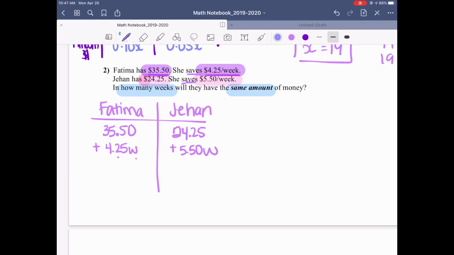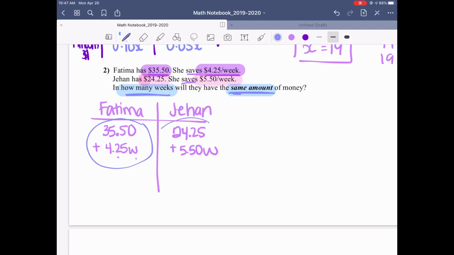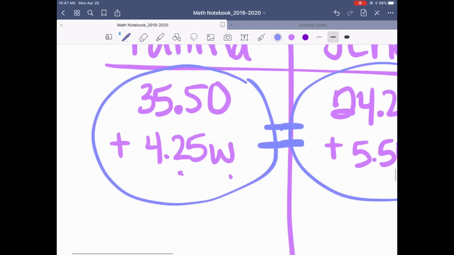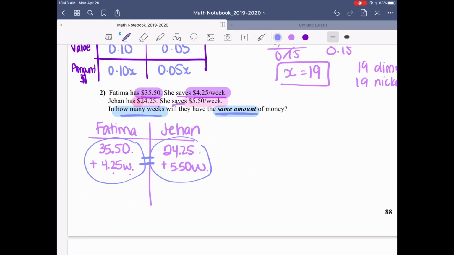So it's asking, in how many weeks will they have the same amount of money? So what you want to do with these two expressions is make them equal to each other, because we want to know when will they have the same amount of money. Because the amount of money Fatima has is her starting amount plus how much she's saving. And the amount of money Jihan has is her starting amount plus how much she saves. So how much money does she have? Well, Fatima has $35.50 plus her savings. And Jihan has $24.25 plus her savings.